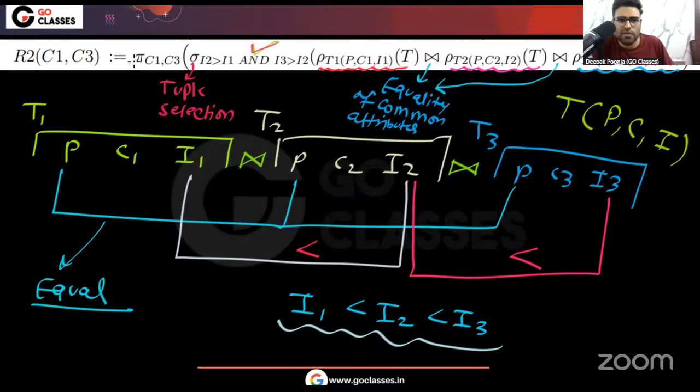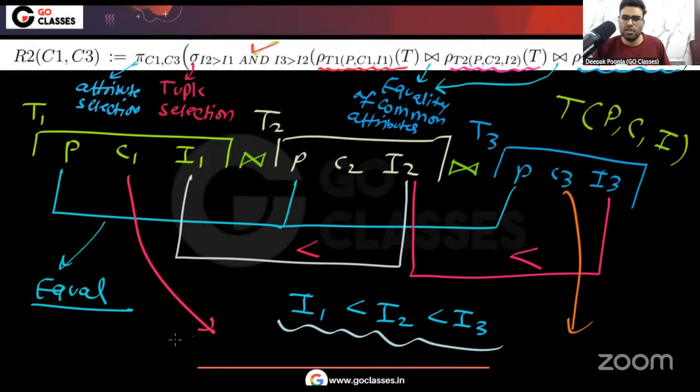And finally, this is the attribute selection. Which attributes are we projecting? We are not projecting C1, C2. We are not projecting C2, C3. We are actually projecting C1, C3. Yes or no? C1, C3 are in the output. Is this clear? So basically, can you understand the meaning of this query R2?